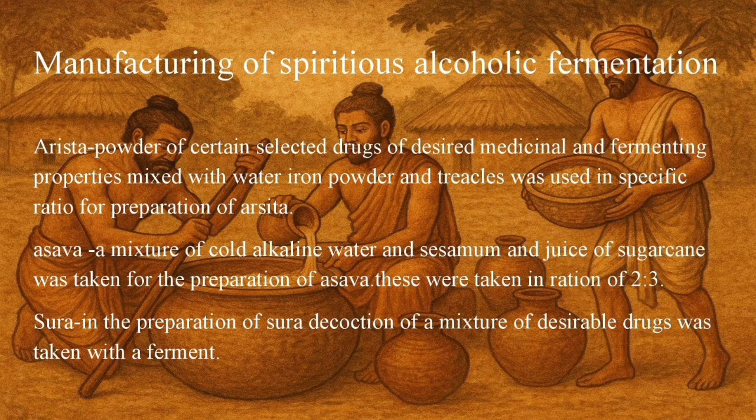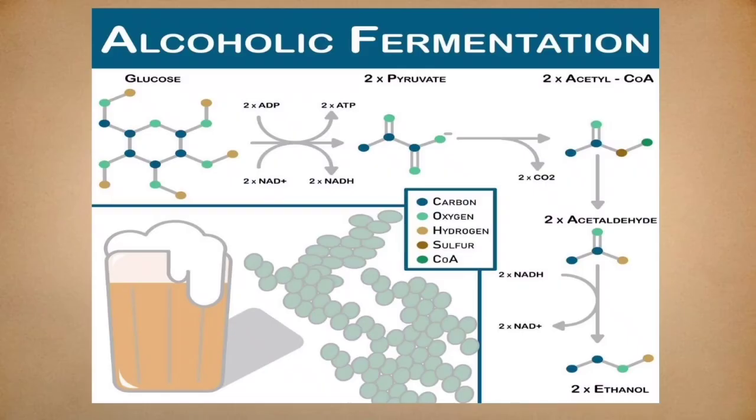Asava, a mixture of cold alkaline water and sesame and juice of sugarcane was taken for the preparation of asava. These were taken in the ratio of 2:3. And the third one is sura. For the preparation of sura, a decoction of a mixture of desirable drugs was taken with a ferment. This is the reaction which occurs when the fermentation happens.